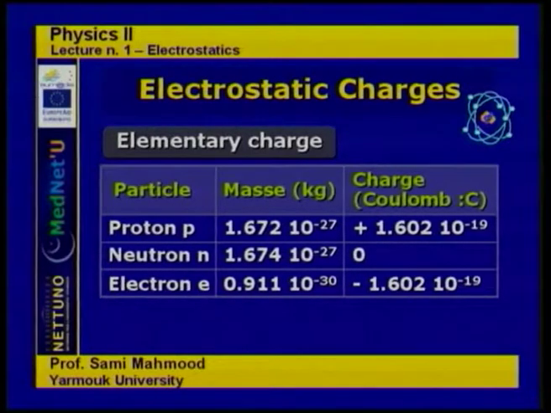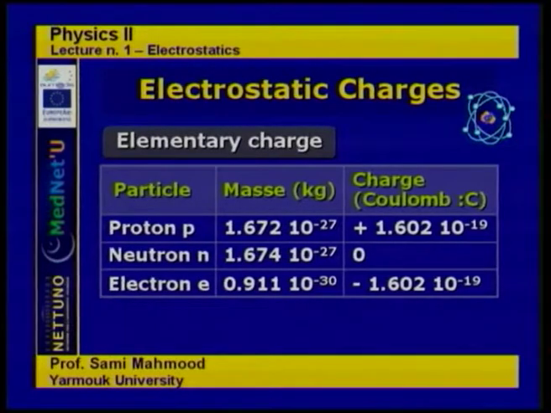Neutron N has a mass which is similar to that of the proton, 1.674 times 10 to the minus 27 kilograms, but it is not charged. It is neutral. The charge of the neutron is 0. The electron, on the other hand, is much lighter than the previous two particles. It is 0.911 times 10 to the minus 30 kilograms in mass, and the charge is the same as that of the proton, but negative. It is negative 1.602 times 10 to the minus 19 coulomb.